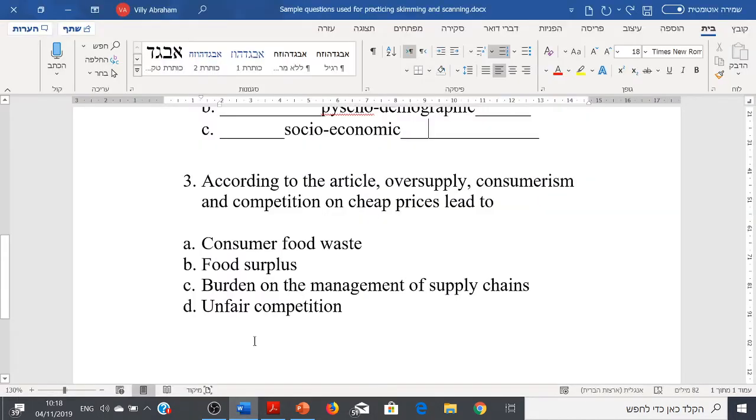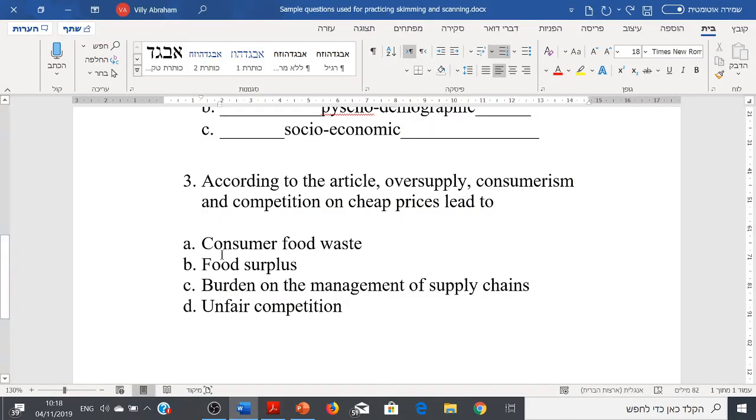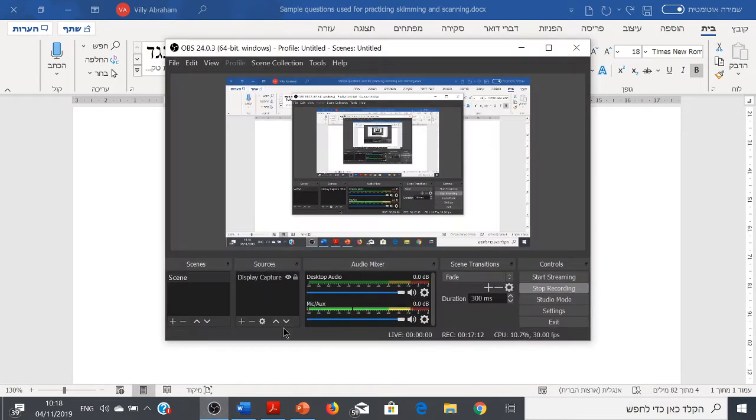So the question is, according to the article, oversupply, consumerism, and competition at cheap prices lead to, well, what did they lead to? Based on the information that we read here, preceding the keywords, it looks like the best answer is consumer food waste, meaning that consumer food waste is the result of oversupply, consumerism, and competition at cheap prices. Or looking at it in a different way, oversupply, consumerism, and competition at cheap prices lead to or result in consumer food waste.